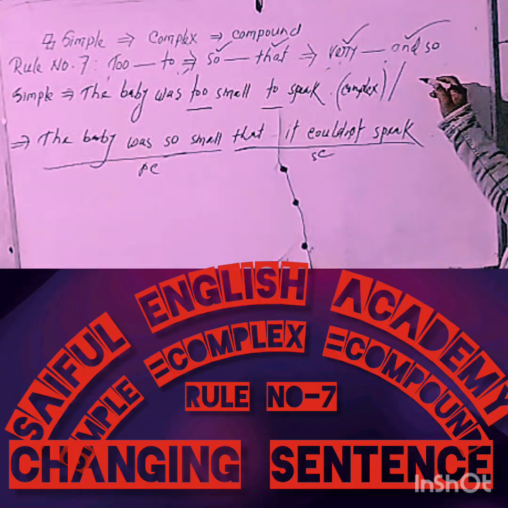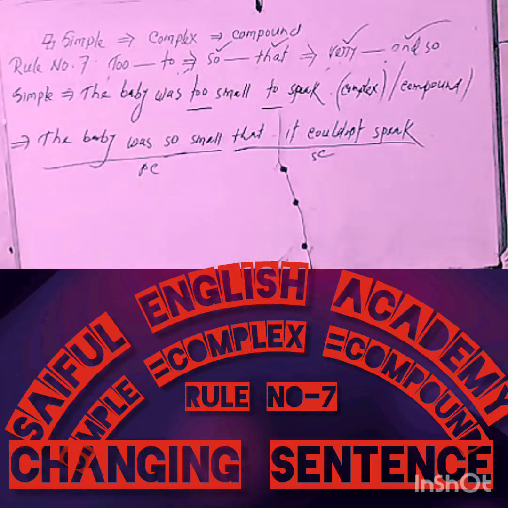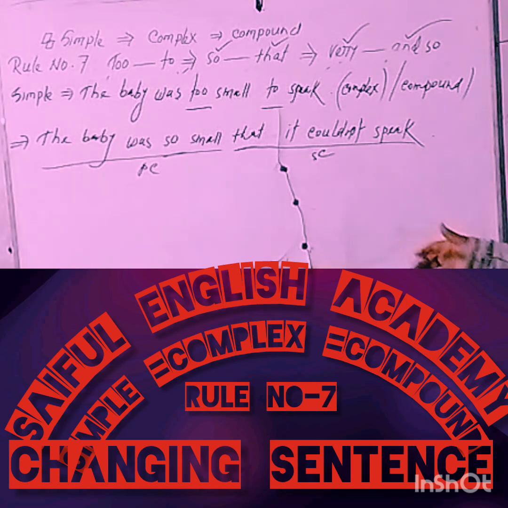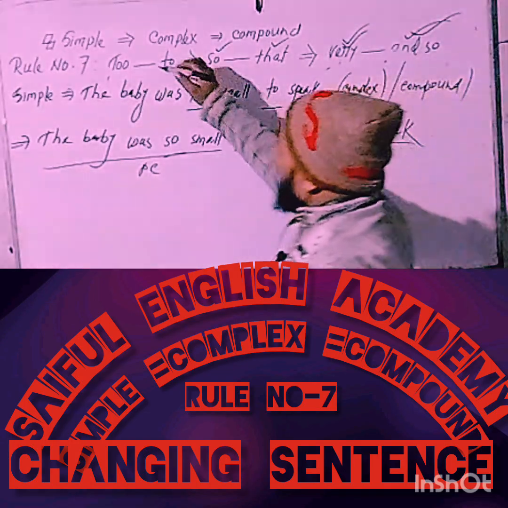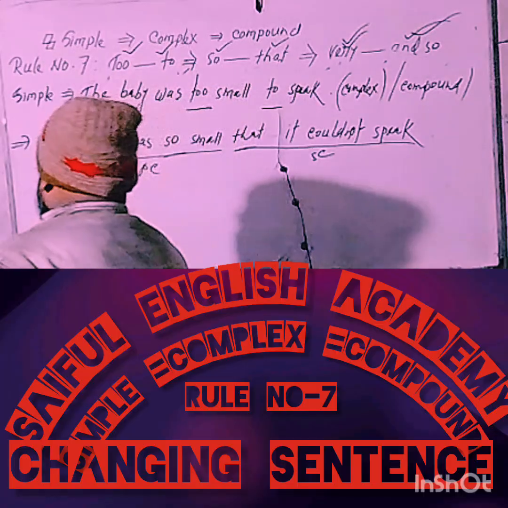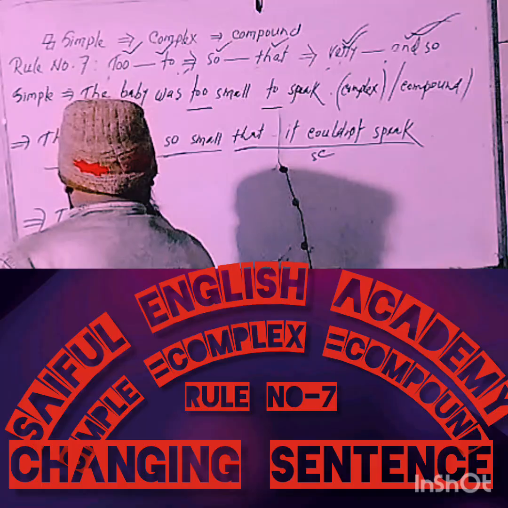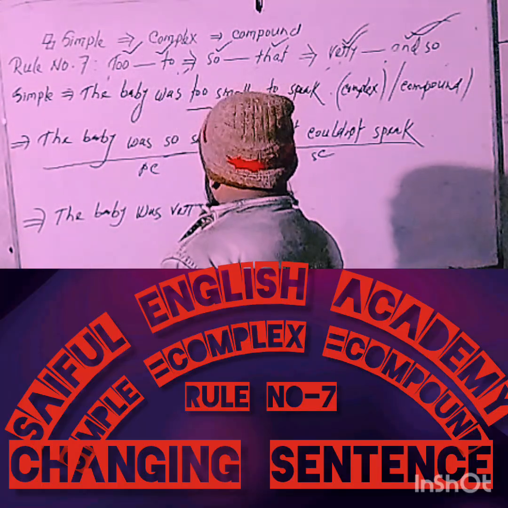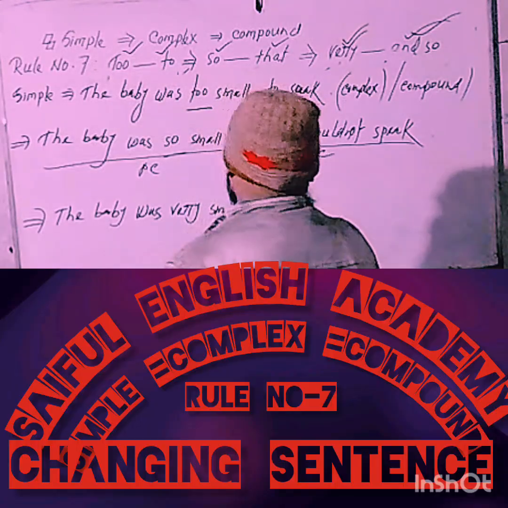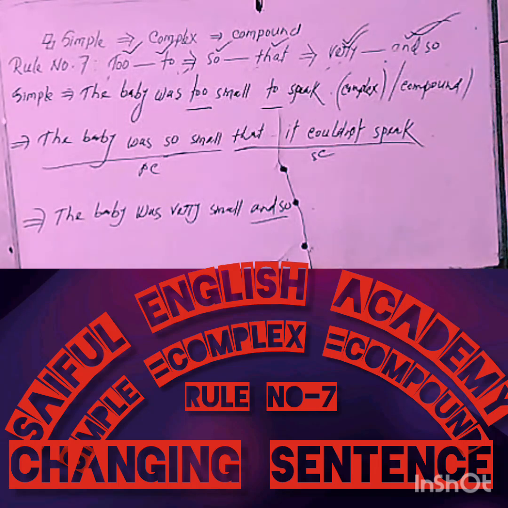And so now suppose you are trying to change this sentence into a compound sentence. So what steps should you take to change this statement into a compound sentence? I want to suggest to you, my dear learners, that you'll have to use very dot dot and so instead of too dot dot to. So, my dear learners, start solving. The baby was very small and so. Okay, my learners.